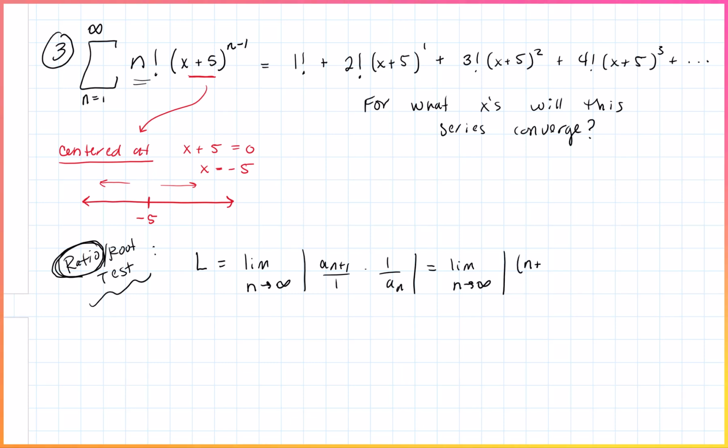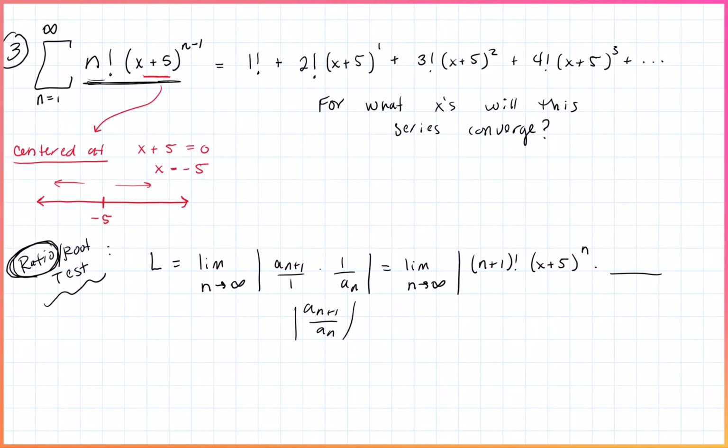We're going to get n plus 1 factorial times x plus 5 to the, when we plug in n plus 1, the nth power, times 1 over. Now this is one case because it's not actually a fraction, where we could have just written that as a sub n plus 1 over a sub n. We're so used to writing it that way, and I didn't even look at it when I rewrote it. So we can just write the nth term on the bottom, n factorial over x plus 5 to the n minus 1. Now let's simplify that down.